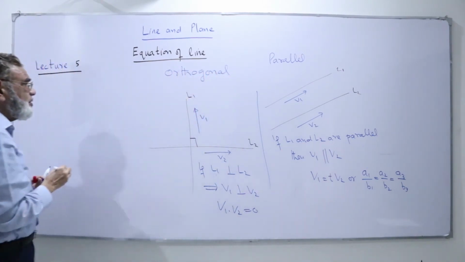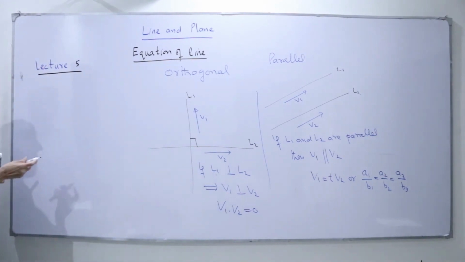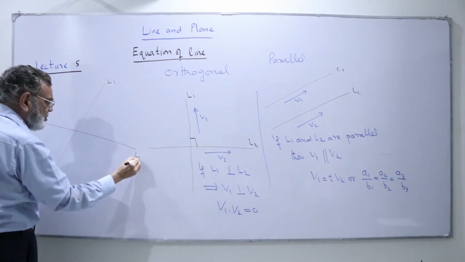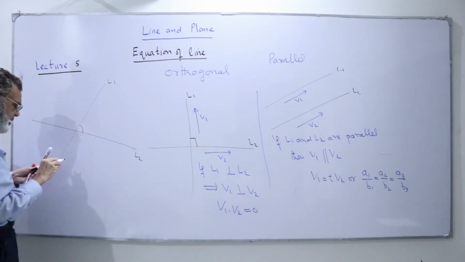I want to find the angle between two lines. We have here two lines. This line is L1, this is my L1, and this is my line L2, and I want to find the angle between these two lines.